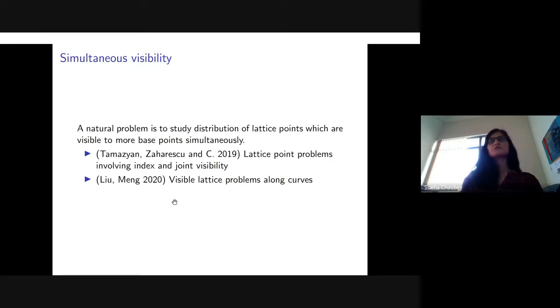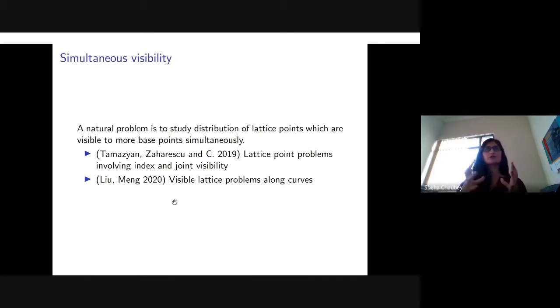Yes. So as of now, whatever I said about visibility, you can notice one thing: we are only talking about visibility from the origin, right? Whether a point is visible from the origin, either it is on the straight line or it is on the curves y equals qx to the power b. But one can slightly twist this question, and a natural problem can be to study the distribution of lattice points which are visible to more than one point, so which are visible to more base points simultaneously.